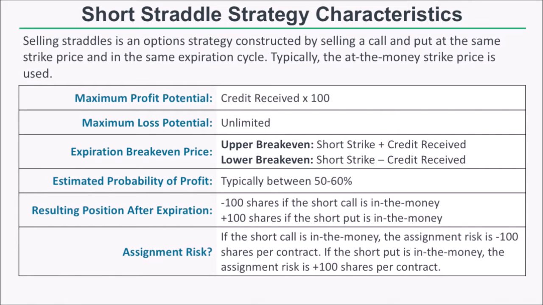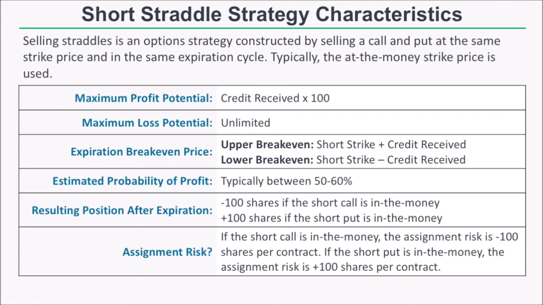The maximum profit potential of the short straddle strategy is the credit received times 100, and that is only realized if the stock price is right at the straddle strike at expiration. That's a very low probability event, but since you're collecting such a large credit for selling a straddle, you can still make a very healthy profit if the stock price is anywhere near that short strike at expiration.